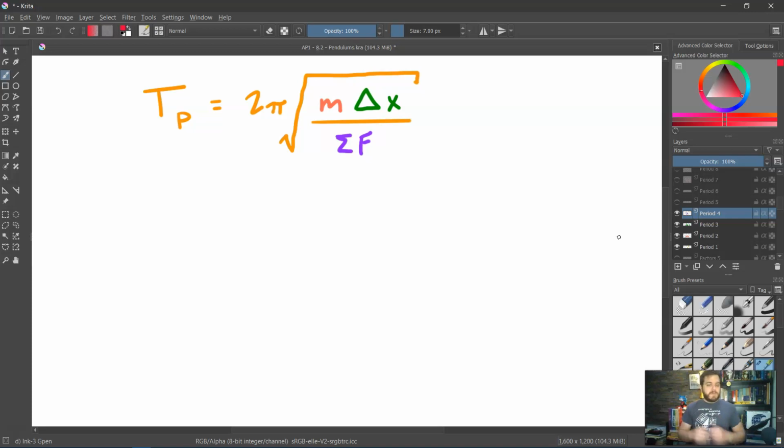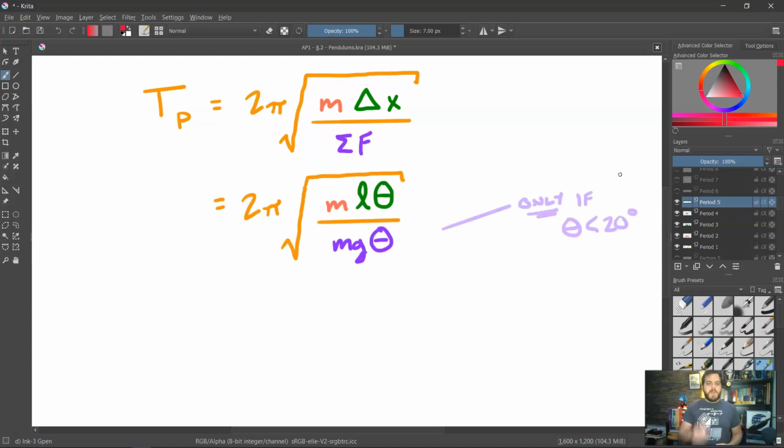That's going to be inversely proportional. So we have this equation here, and let's go ahead and start substituting in those equations we had for delta x and for the net force. So I'm going to say T_P is equal to 2 pi the square root of m L theta over m g theta. And remember, this was only the case if theta was less than 20 degrees. So we have to make sure we keep that in mind.